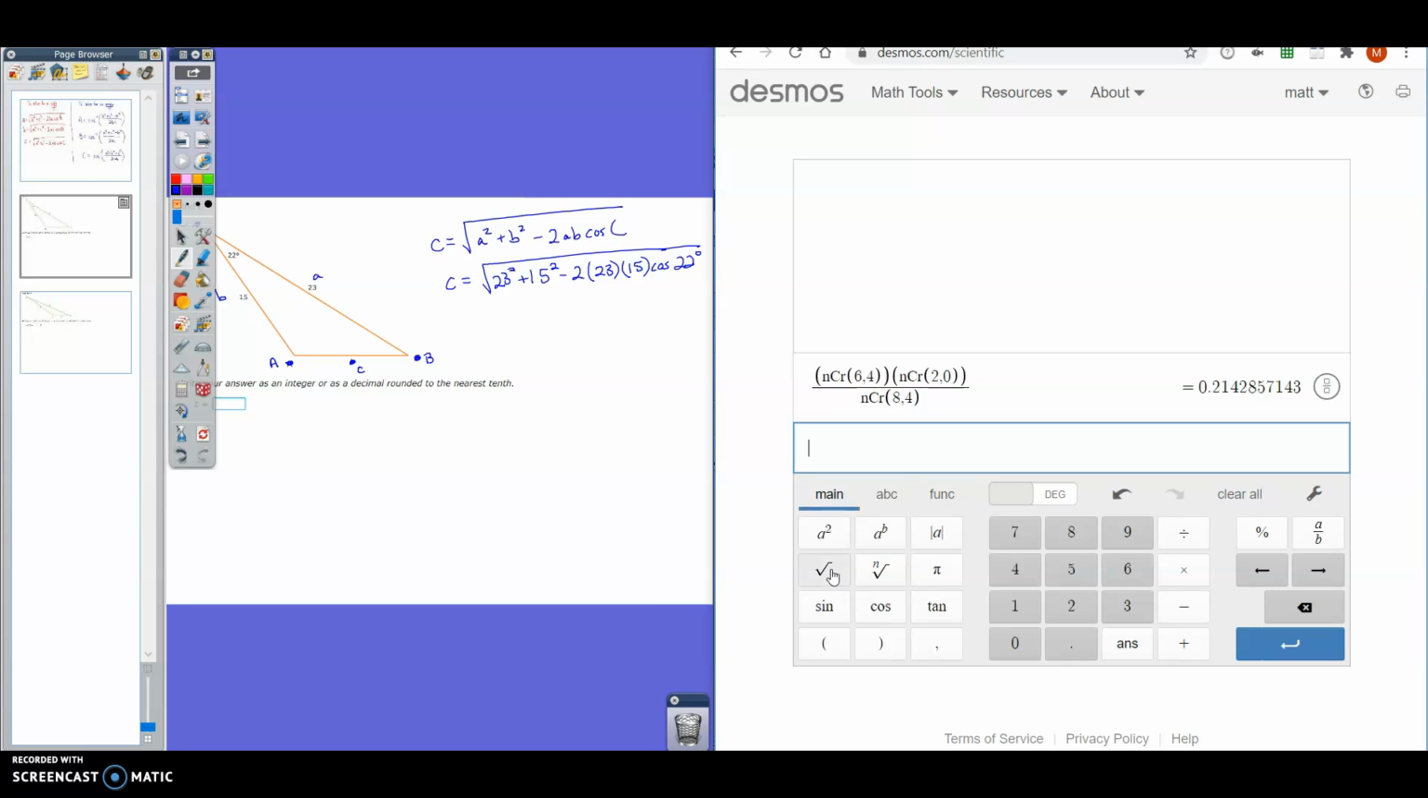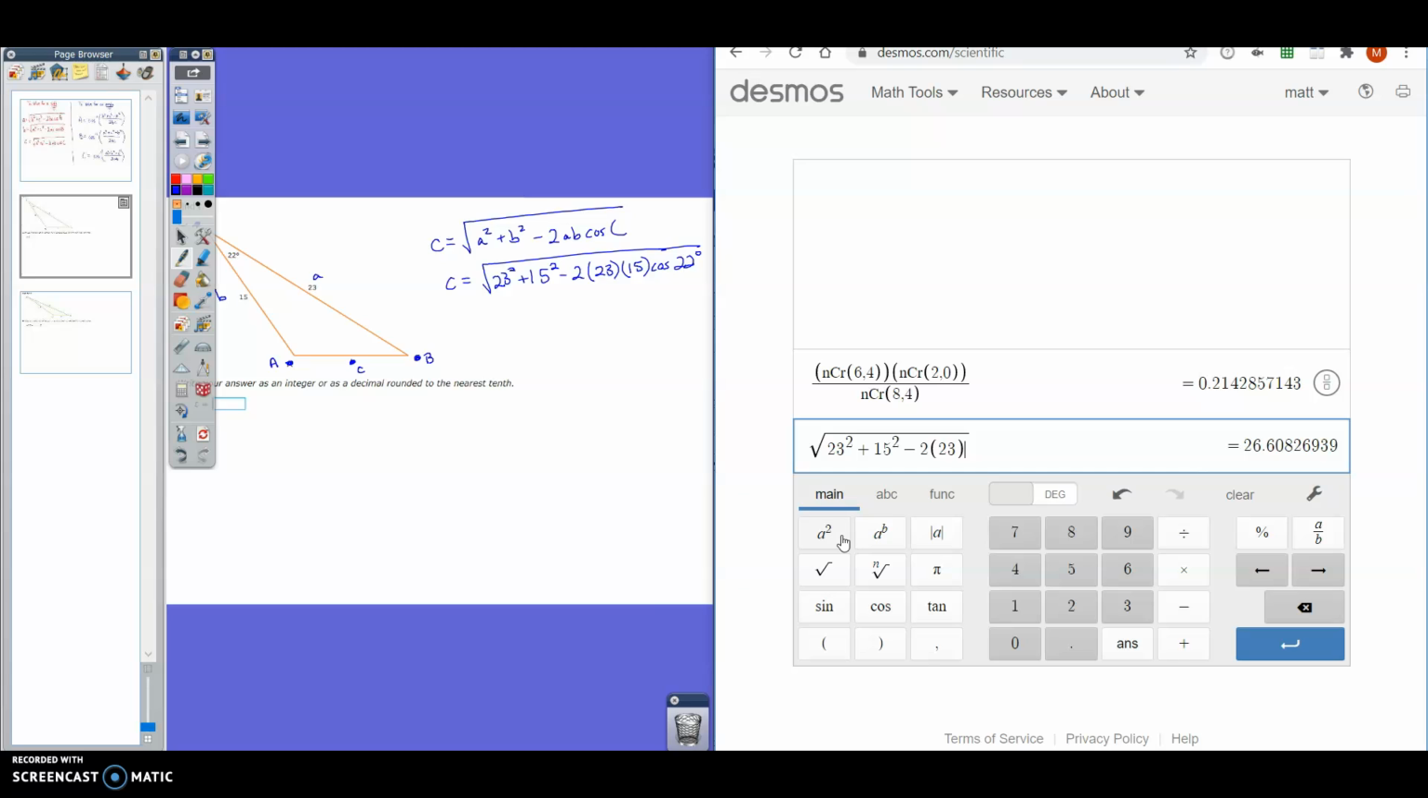I'm going to enter it just like it looks. And make sure your calculator is in degrees. And then we get 10.68. So since the second decimal place is an 8, that means we're going to round the first decimal place up. So it's going to be 10.7.